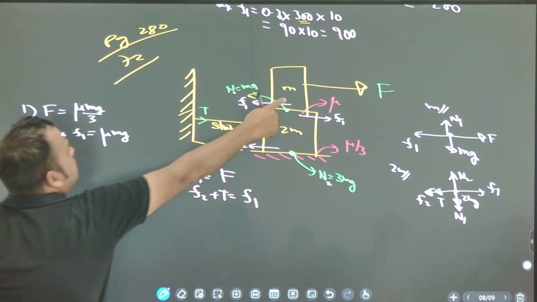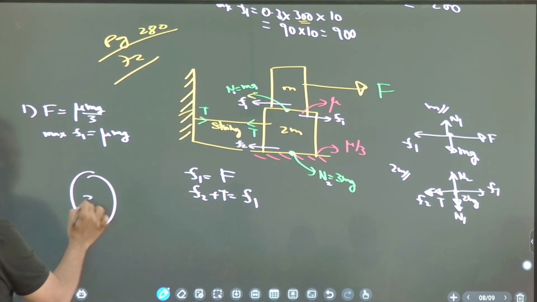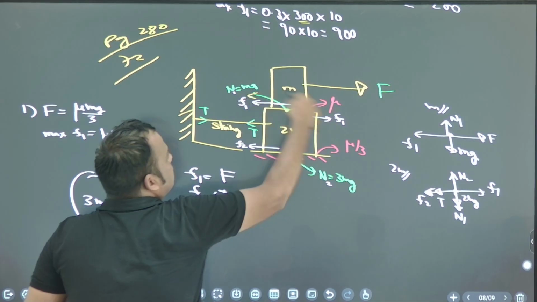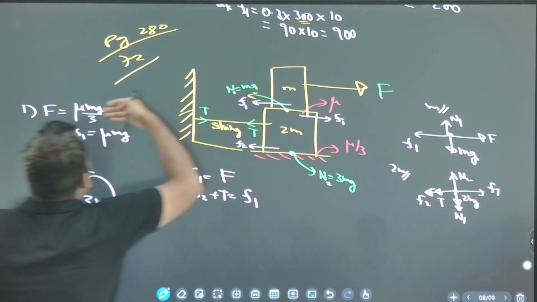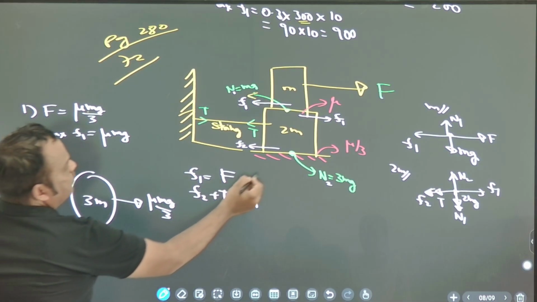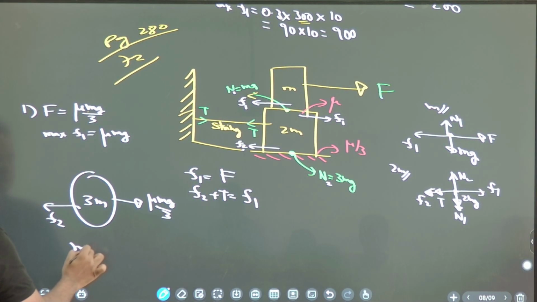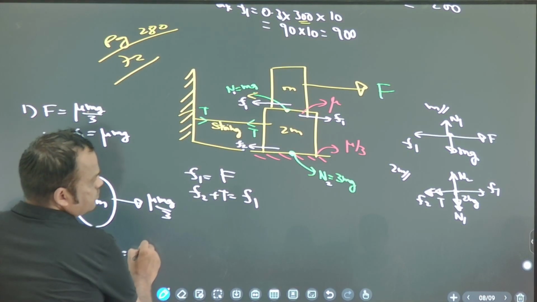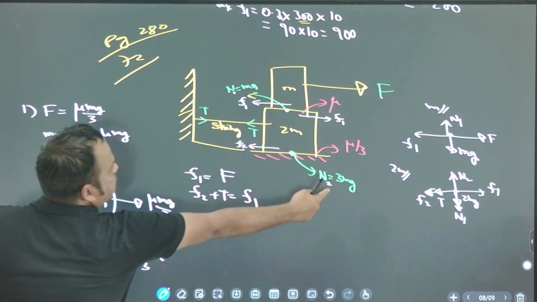So now you combine these two blocks. What is the combination? 3M. Now for this 3M, you are exerting this force. Now these are internal forces. You are exerting this F, mu mg by 3. Now what is the maximum F2? What is the maximum F2? Mu by 3 into normal.